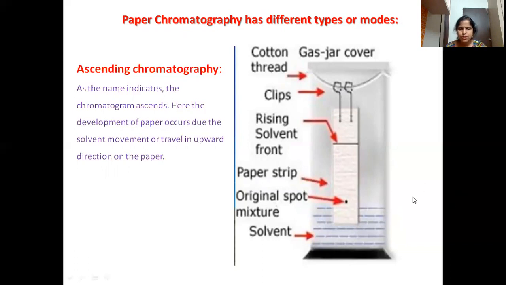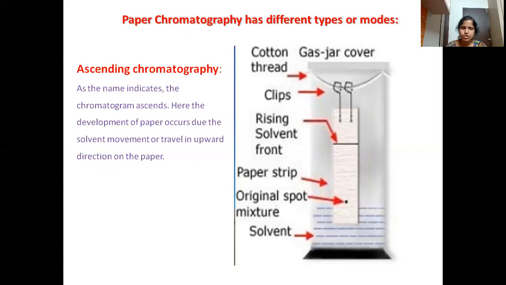Now what we have to do is, there will be clips here at the top. Now we have to hang or suspend the paper using those clips and then cover it with a lid. Okay, so now this is the complete equipment for paper chromatography. So what we have taken, first select the filter paper on which the separation has to take place.